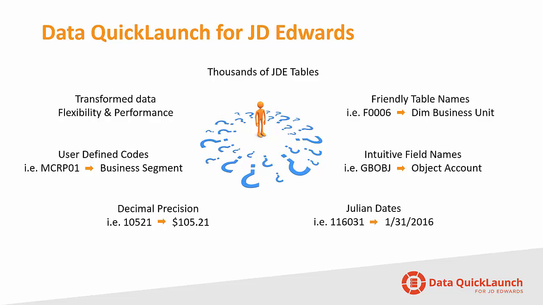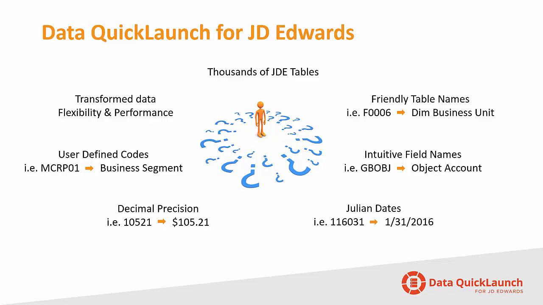The dates are stored in a Julian format in JD. We can convert that to a Gregorian. We make sure the proper decimal precision is there for your amounts and units, all your user-defined codes, your descriptions, and the naming convention. So if business unit cat code 1 is your business segment, it'll be relabeled in our data QuickLaunch to reflect what your naming conventions are for your user-defined codes.